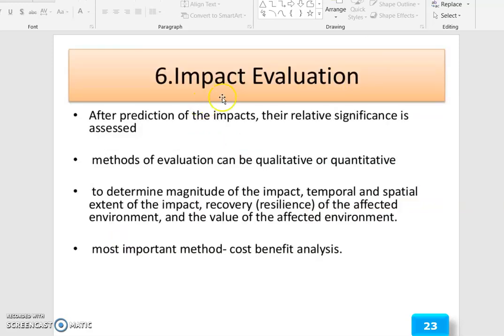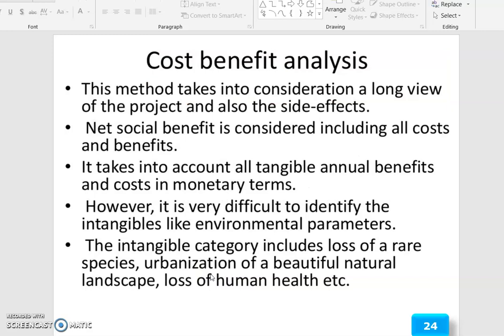Then impact evaluation. After prediction of the impact, their relative significance is assessed. Methods of evaluation can be qualitative or maybe quantitative to determine the magnitude of the impact, temporal and spatial extent of the impact, recovery resilience of the affected environment, and the value of the affected environment. The most important method is cost benefit analysis.